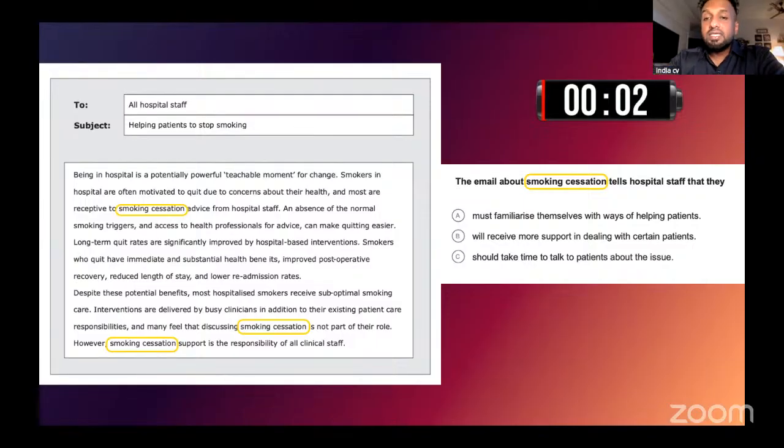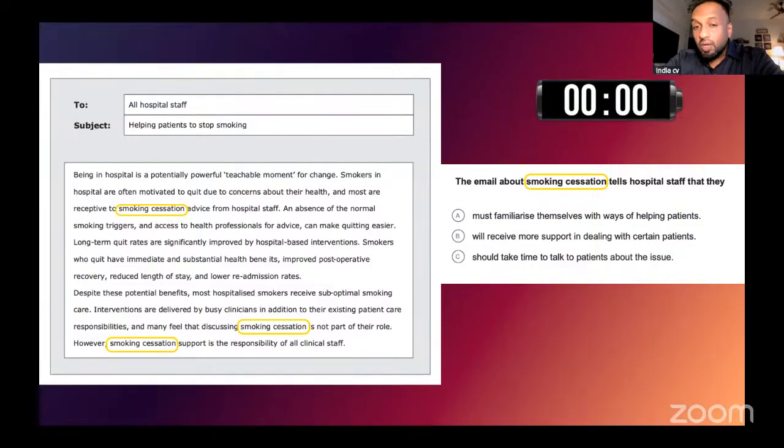And the C option says "should take time to talk to patients about the issue." So that is an advice. That's a recommendation. Why? Because there is a modal verb, should. And should stands for recommendation. What does the last line say? Smoking cessation support is the responsibility of clinical staff. Which means, even though you feel that's not part of your role, that's your responsibility. So you should take some time to talk to the patient about the issue. So it's your responsibility to talk to them.